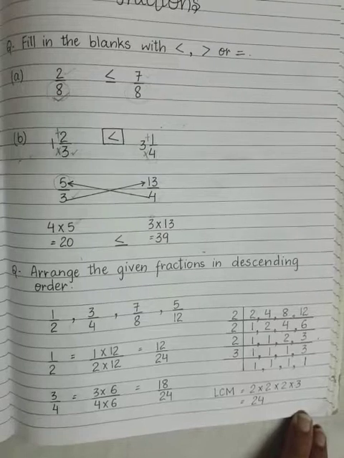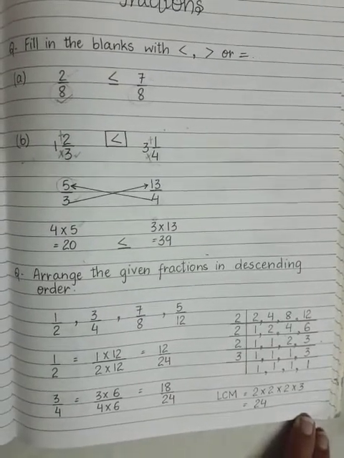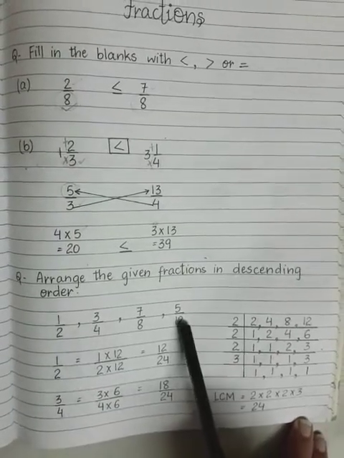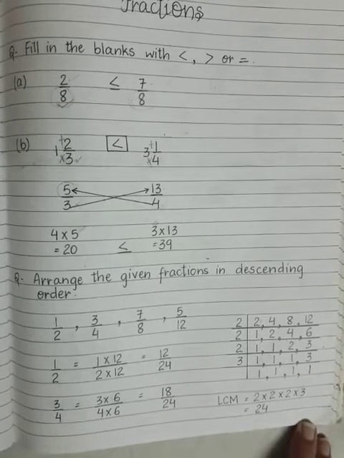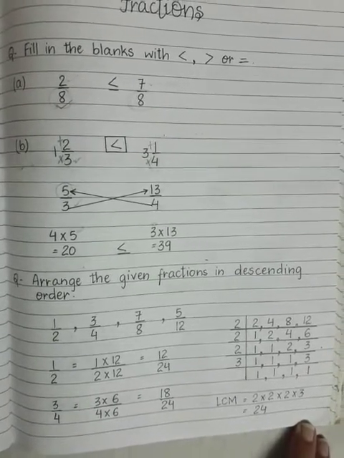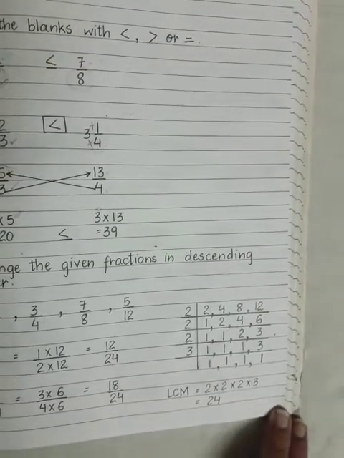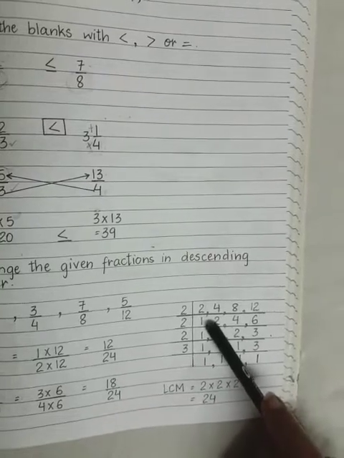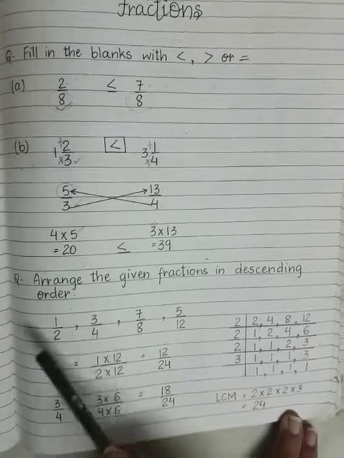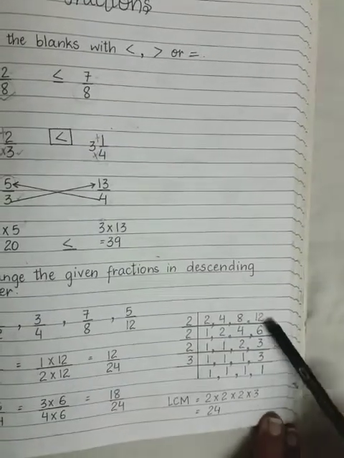So, for arranging these fractions in ascending or descending order, we first have to make their denominators the same. And for making the denominators the same, we need to take the LCM. So, let us focus on the LCM part now. We take the LCM of the denominators. Denominators were 2, 4, 8 and 12. So, we have written 2, 4, 8 and 12 here.